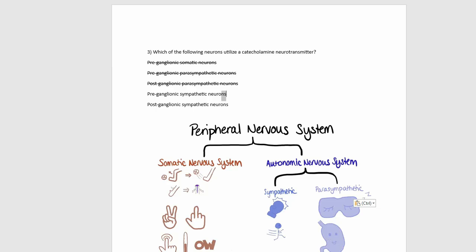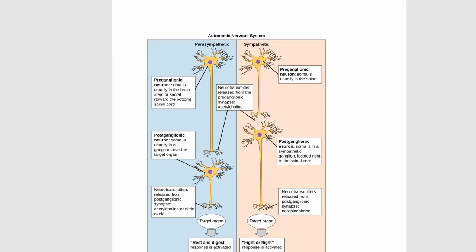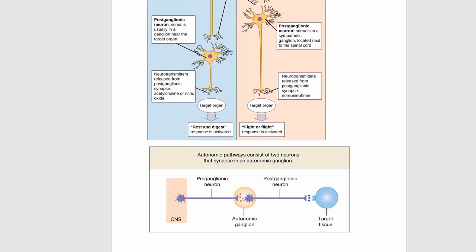And then the same goes for number 4. The preganglionic sympathetic neurons also make use of acetylcholine, not a catecholamine. So the only answer we have is postganglionic sympathetic neurons. These ones here are the ones that use norepinephrine or noradrenaline for the fight or flight response. And that gives us our answer.